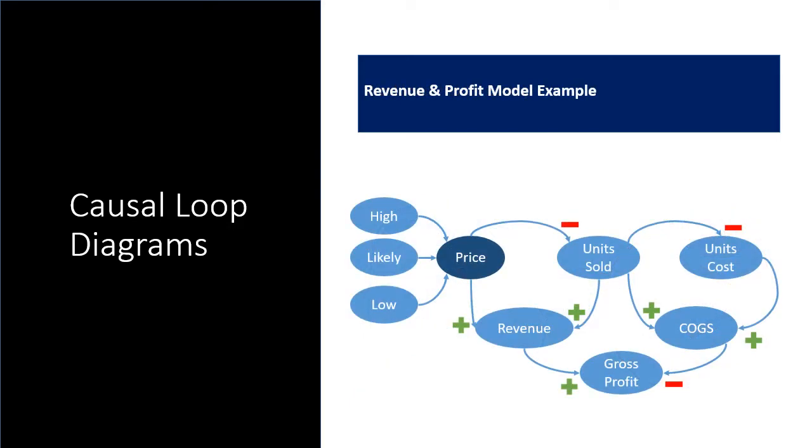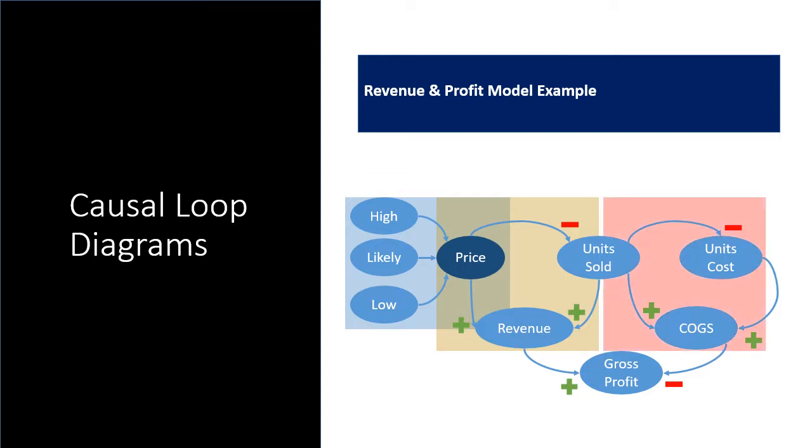Here we have a revenue and profit model example. Note that the sales price will run between a low price and a high price with a most likely price. As price increases, the units sold will decrease, and price and units sold will generate revenue. As units sold increase, the unit cost will come down due to economy of scale. Units sold and unit cost will increase the cost of goods, and then revenue and cost of goods will determine the gross profit.